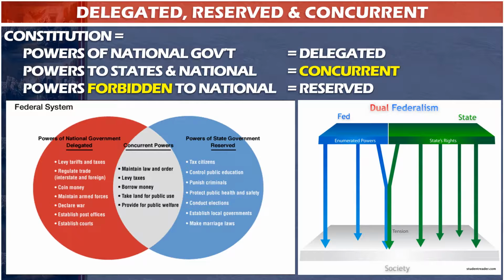Now, sometimes this is also called a system of dual federalism, which means the federal government only does its enumerated powers, the state government only does its reserved powers, and there's only some tension and conflict when you have these concurrent powers, as you see in the middle column. So dual federalism means you have these two things side by side. There are two systems, and they are relatively independent of each other, and they don't cross these lines very often.